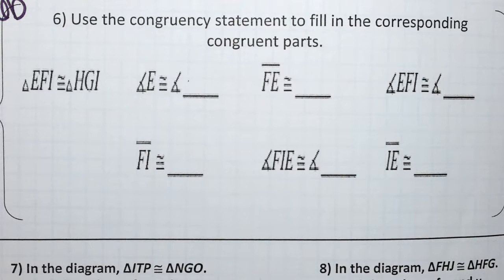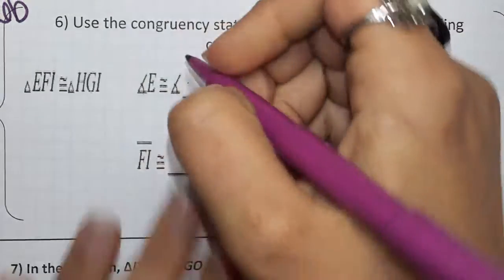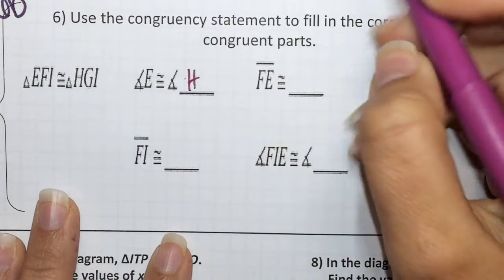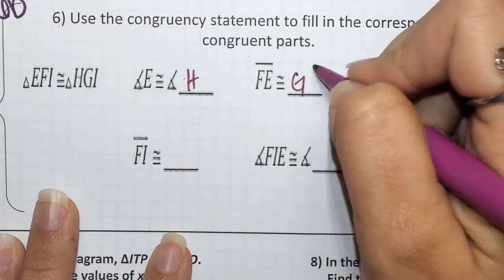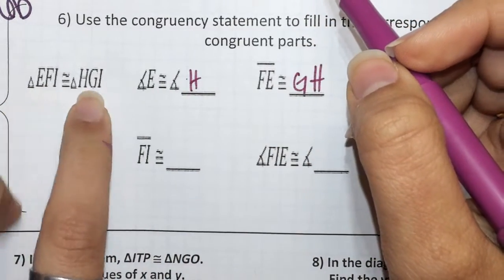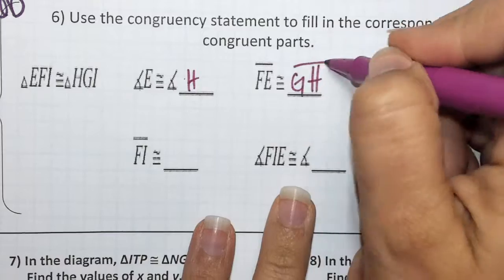Alright, so this says, use the congruency statement to fill in the corresponding congruent part. Triangle EFI is congruent to triangle HGI. So, let's do this fast. Are you ready? Angle E is congruent to? Angle H. Segment FE is congruent to? Segment HG. FE goes backwards, right? So GH would need to go backwards.